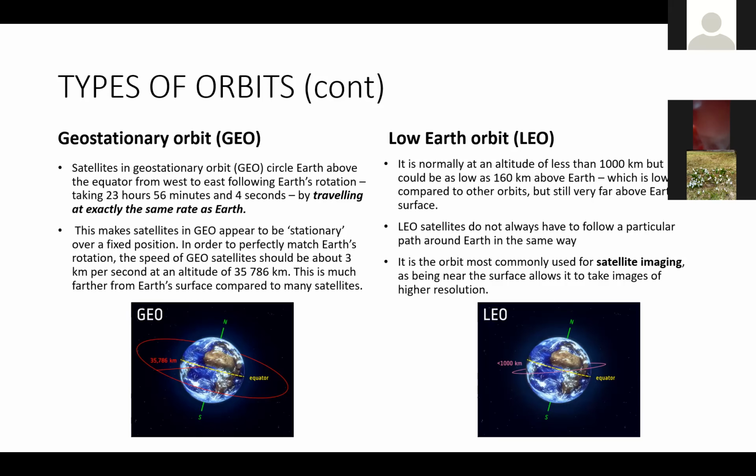The low Earth orbit is normally at an altitude of less than 1,000 kilometers, but it can be as low as 160 also. LEO satellites do not always follow the same path around the Earth, so they're not at the same place at the same time. Those orbits are most commonly used for satellite imaging. I will talk about imaging later.